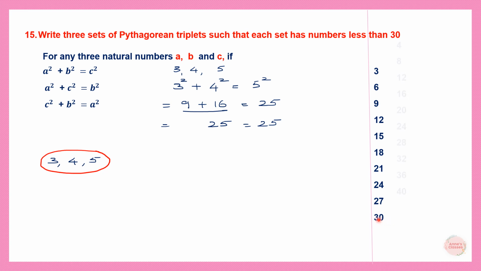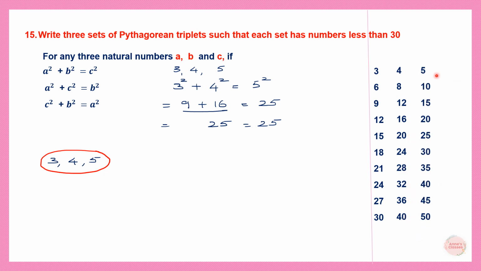Now I'm going to write the tables of 4. 4 ones are 4, 4 twos are 8, 4 threes are 12, 4 fours are 16, 4 fives are 20 and so on till 4 tens are 40. And I'm going to write down the tables of 5. 5 ones are 5, 5 twos are 10 and so on up to 5 tens are 50. Now this is just a simple way for you to find out other triplets.